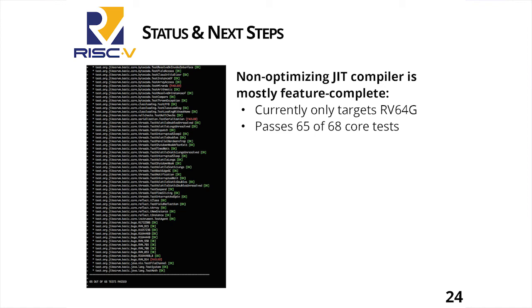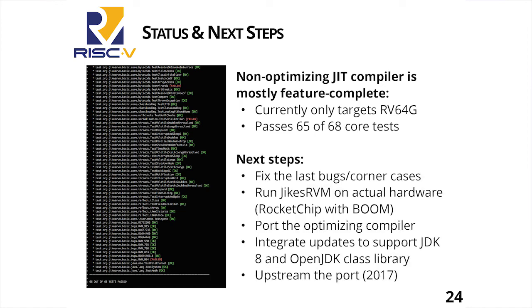We are next trying to look at how to run this on actual hardware. And we're interested in taking this to the next step, porting the optimizing compiler as well, and also pulling in some of the updates that the group at ANU has done to bring Jikes to the latest version of OpenJDK and the OpenJDK class library. At the moment, it's limited to Java 6, which is a little bit out of date. Eventually, we're hoping to upstream this and to use this in our research.